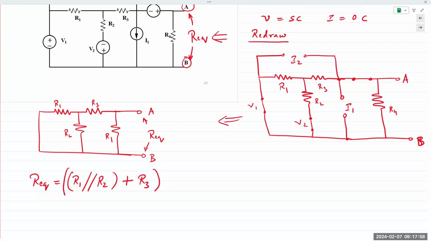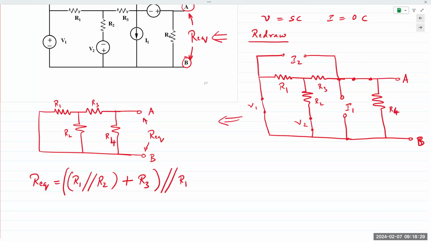And then finally, we have R1 in parallel. That entire combination of R1, R2, and R3 is in parallel with R1. And now you have your REQ or RTH, Thevenin resistance. Yes.